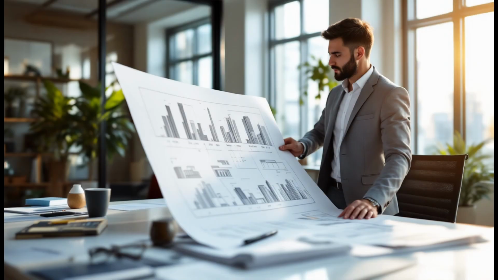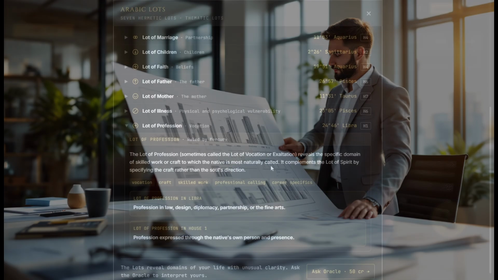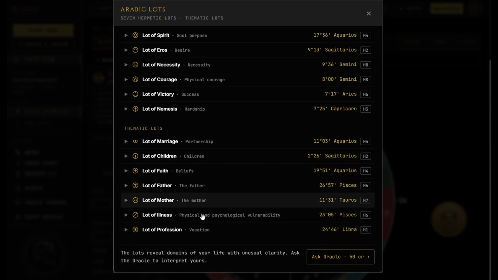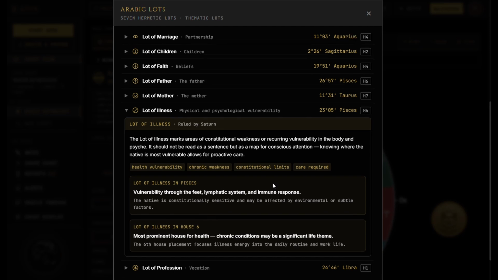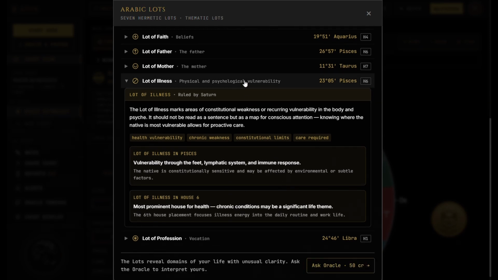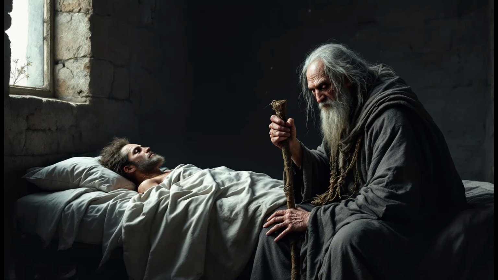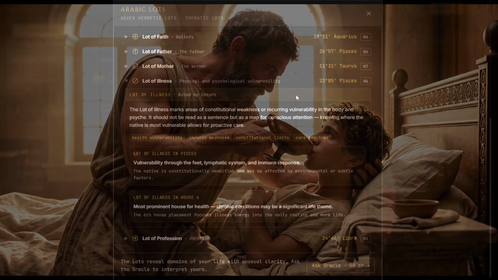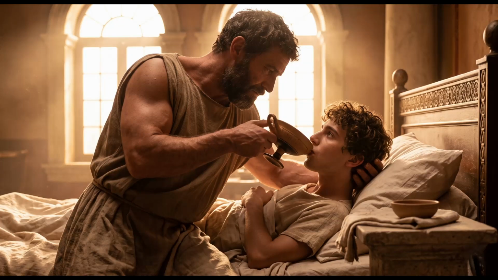The lot of profession alongside the lot of victory gives a remarkably precise picture of vocation, not just what someone might do for work, but where their skilled effort is most likely to be recognized and where it tends to generate lasting achievement. The lot of illness placed in the 6th house with a debilitated Saturn as its ruler is a very different health picture than the same lot in the 1st house ruled by a dignified Jupiter.